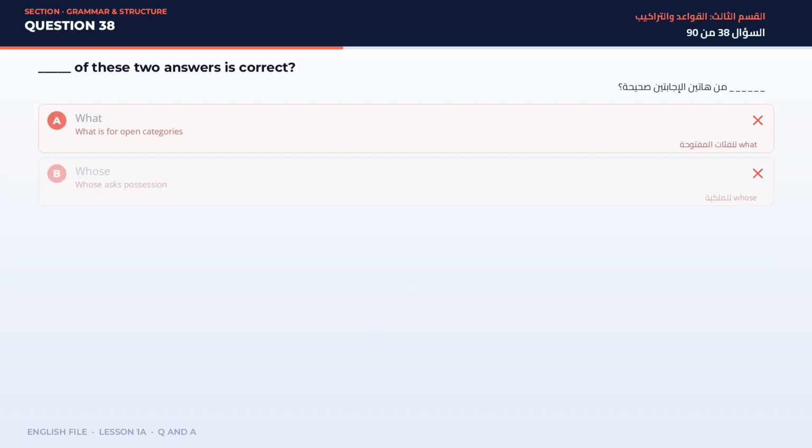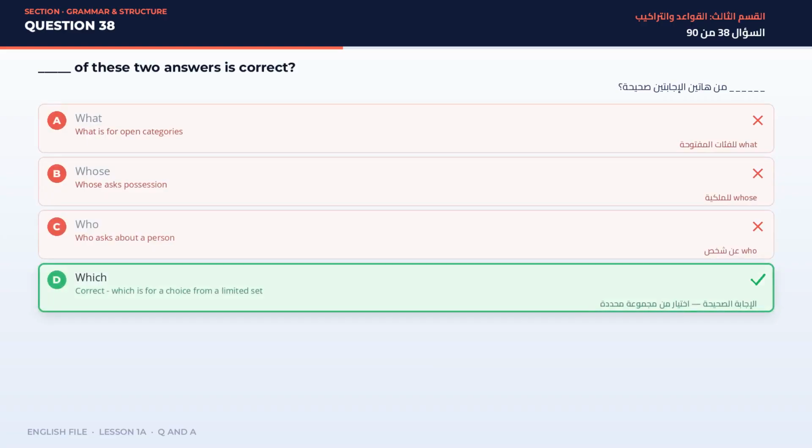The answer is D. Which. Which is for a choice from a limited set. Not A. What is for open categories. B. Whose asks possession. C. Who asks about a person.